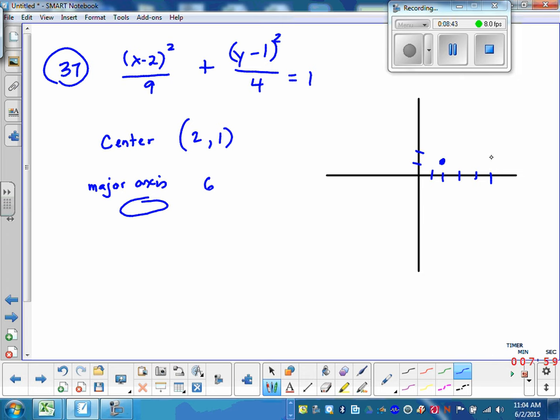1, 2, 3. And this becomes a vertex. And we count 3 this way. 1, 2, 3. So this becomes the other vertex. So you see, this is now our major axis. This has the foci.